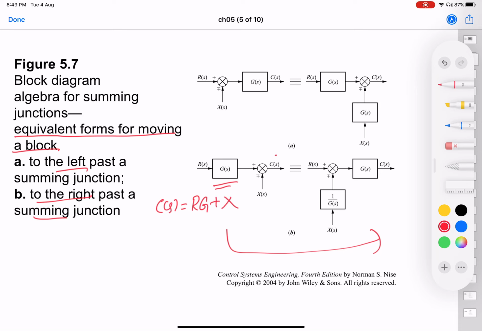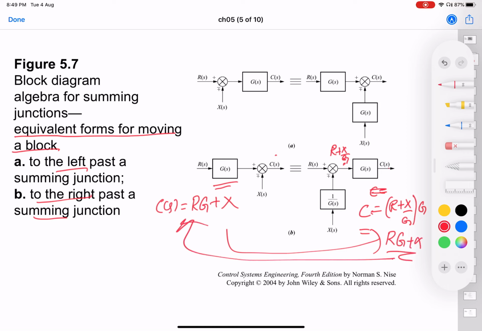And again, if you see your C here, what is the signal here? It is going to be R plus X by G, right? Because this G is getting divided, and then you're multiplying this R plus X by G with G. So what you're getting here, C, is R plus X by G into G, which is RG plus X. So you're getting the same thing that you actually wanted, right?